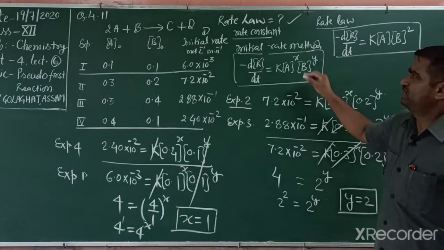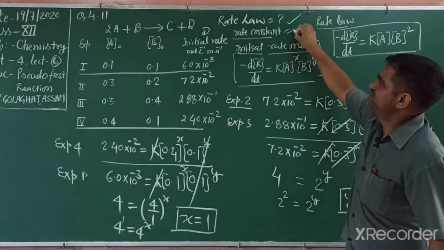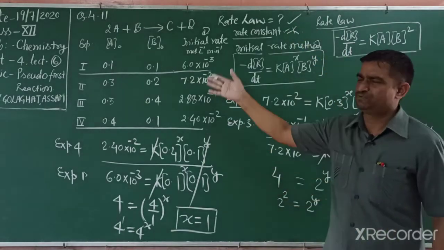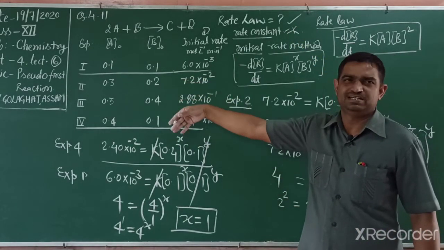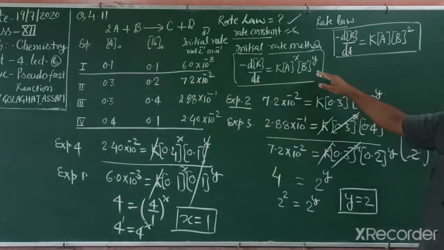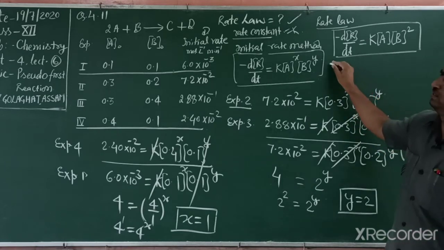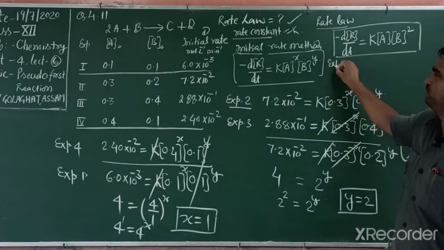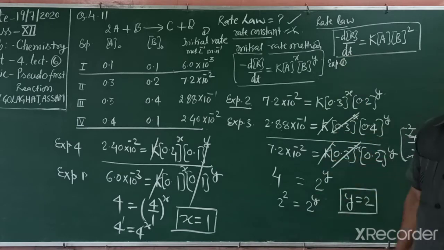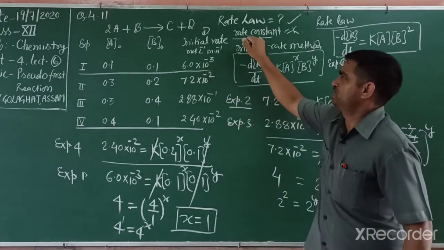Further, how can we find out the rate constant K? We can take any experiment. If you take any experiment, you can find out its rate law. And what is the order of this reaction? This is overall third order, 2 plus 1. With respect to A first and with respect to B second, overall third order reaction. So by taking experiment 1, we can find out its rate constant.